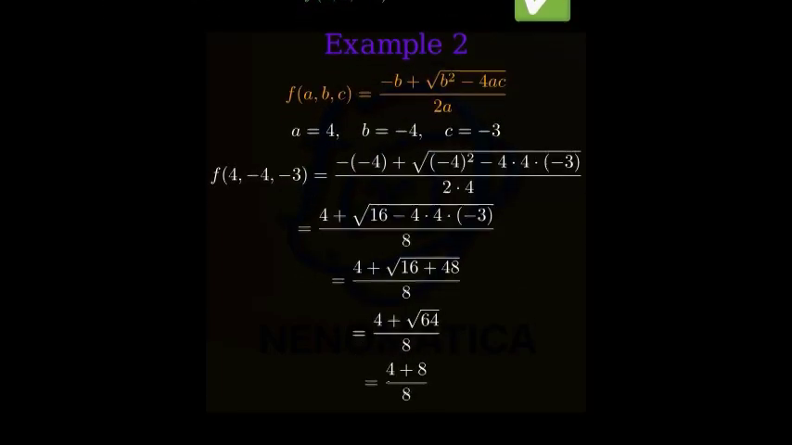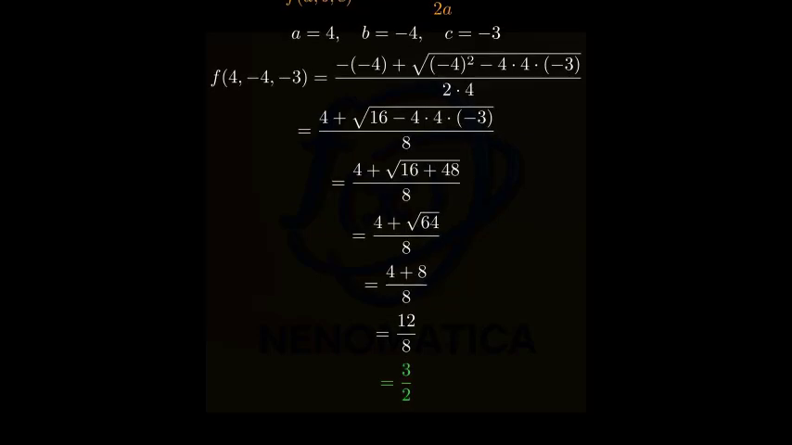The square root of 64 is 8. So we have 4 plus 8 in the numerator, which is 12, divided by 8. Simplifying 12 divided by 8, we get 3 divided by 2, or 1.5. Therefore, f(4, -4, -3) equals 3 over 2.